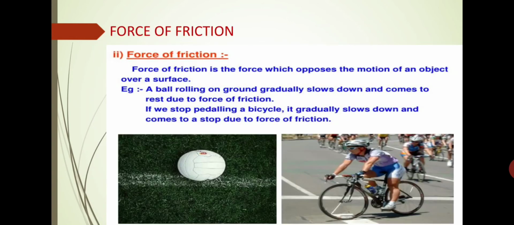Force of friction, same thing. Force of friction is the force which opposes the motion of an object over a surface. What is an example? A ball rolling on the ground gradually slows down and comes to rest due to the force of friction. If we stop pedalling a bicycle, it gradually slows down and comes to a stop due to the force of friction. Understand? So that is our force of friction.